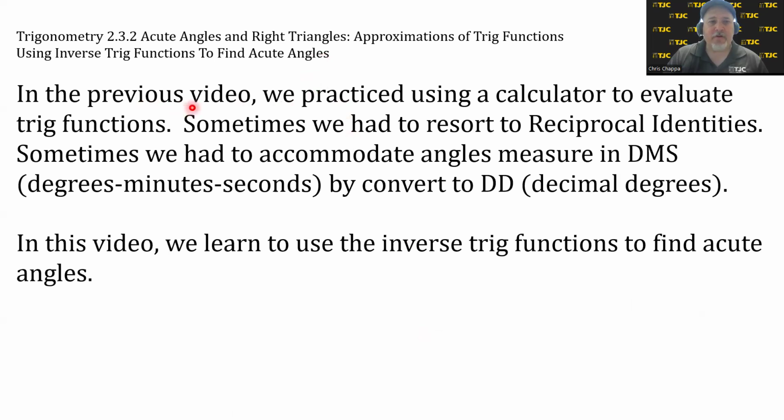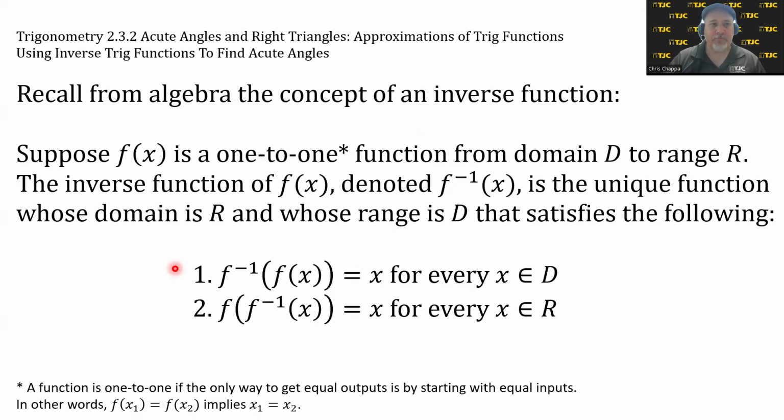In the previous video, we practiced using a calculator to evaluate trig functions. Sometimes we had to resort to reciprocal identities. Sometimes we had to accommodate angle measures in degrees, minutes, seconds by converting to decimal degrees. In this video, we learn to use the inverse trig functions to find acute angles. Before we do that, let's recall an algebra concept, the concept of an inverse function.